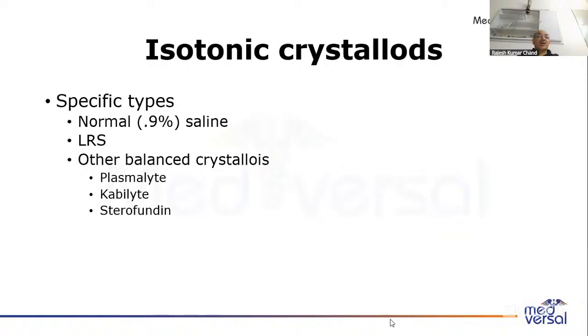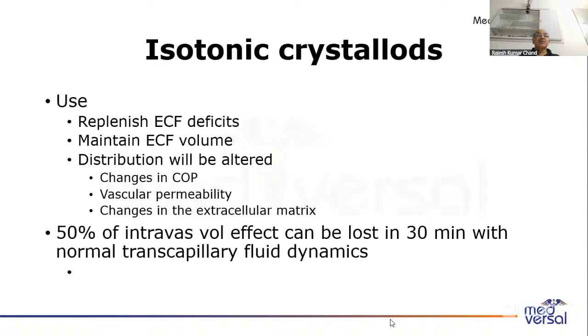Examples of isotonic crystalloids are normal saline, lactated Ringer's solution, and other balanced crystalloids like Plasma-Lyte, Cabalite, and Sterofundin. These are all proprietary names. Isotonic crystalloids are used to replenish extracellular fluid deficit and to maintain extracellular fluid volume.